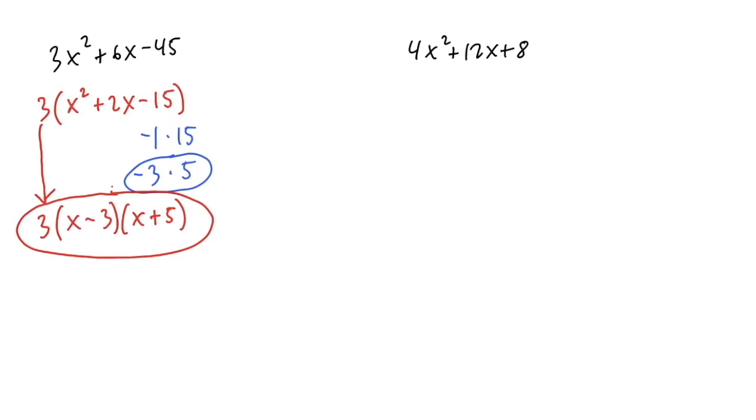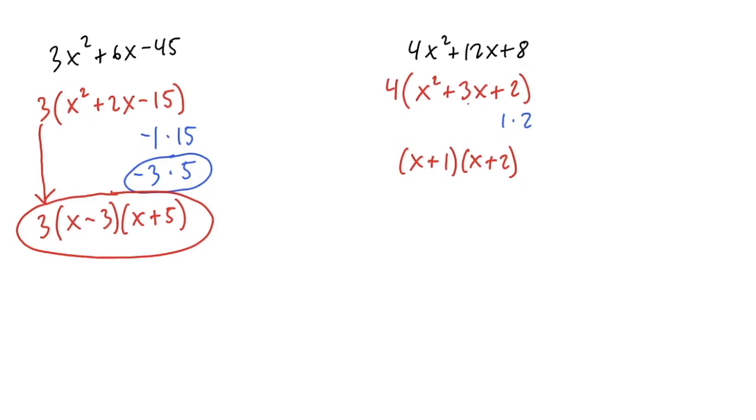So for this next one, very similarly, 4, 12, and 8 can all be divided by 4. So we throw the 4 out in front, and we're left with x squared plus 3x plus 2. And here the only factor we have is 1 times 2. That's the only factor pair. So that means x plus 1, x plus 2. And yes, you do have to check to make sure 1 plus 2 equals 3.